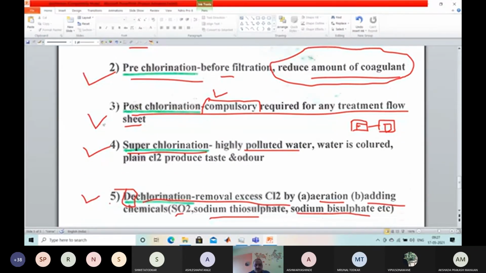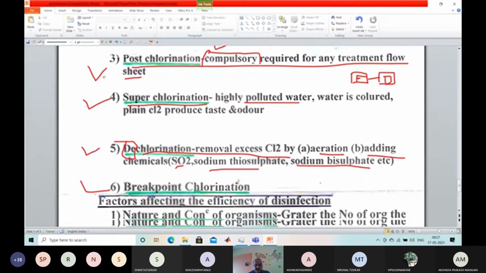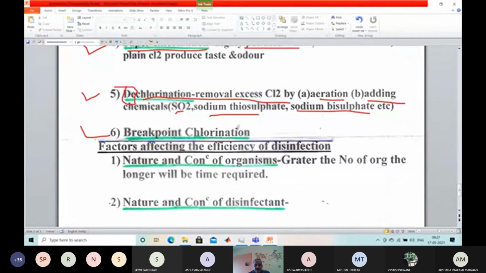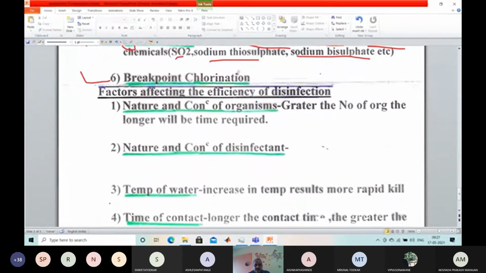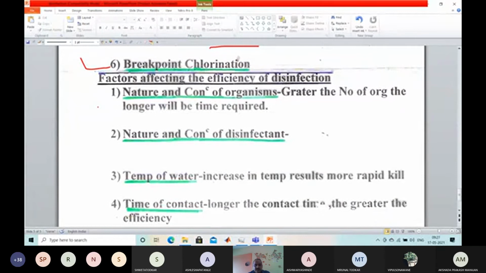Now once you understand the different forms of chlorination, the next parameter that comes into the picture is the factors affecting the efficiency of disinfection. What are the factors affecting the efficiency of disinfection? The first factor is what? Nature and concentration of organism.